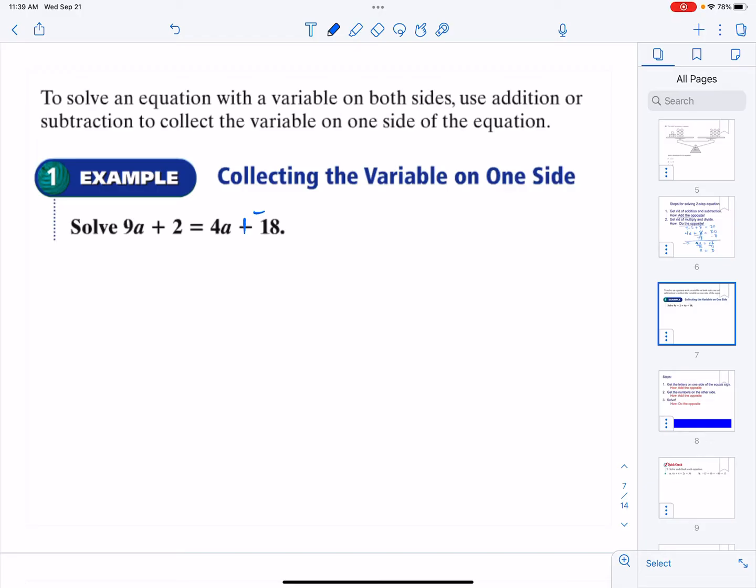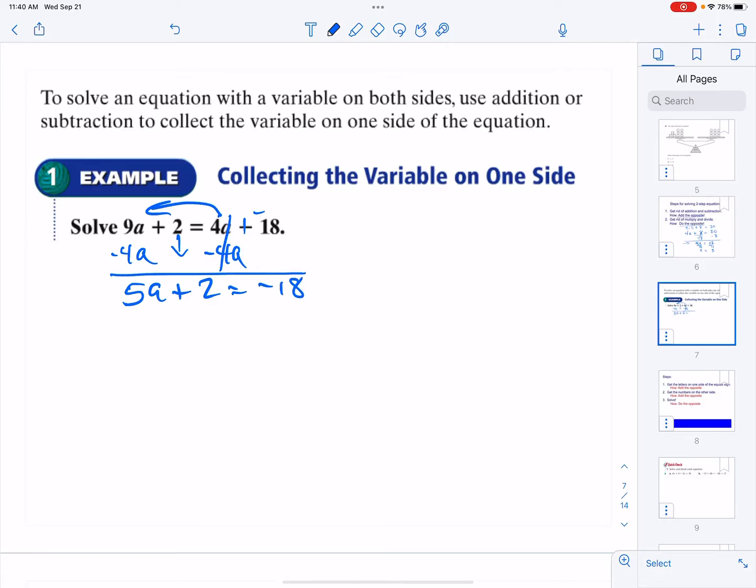I personally like my letters to be on the left-hand side. So I'm going to move this 4a over to be with the 9a. To do that, I've got to get rid of that 4a by adding its opposite. So I'm just going to put a minus 4a underneath it, and I'm going to put a minus 4a underneath the corresponding term in the other expression. So I'm going to put it underneath the 9a. And now I do my math. So 9a take away 4a is going to give me 5a, plus this 2 didn't have anything, so I just bring it down, is equal to, the 4a's turn into 0, so they go away, and I'm left with negative 18. Now, if you'll notice, this is now just a two-step equation.